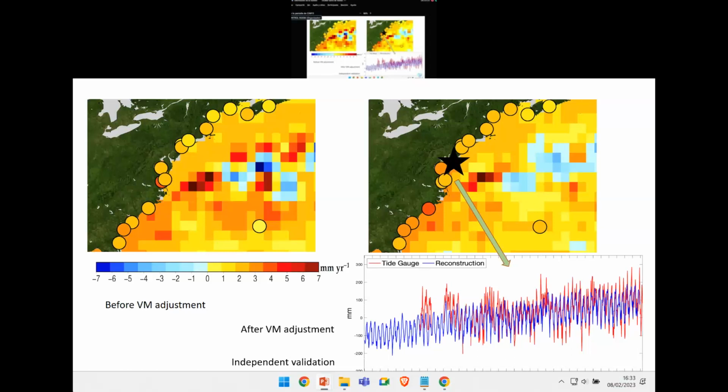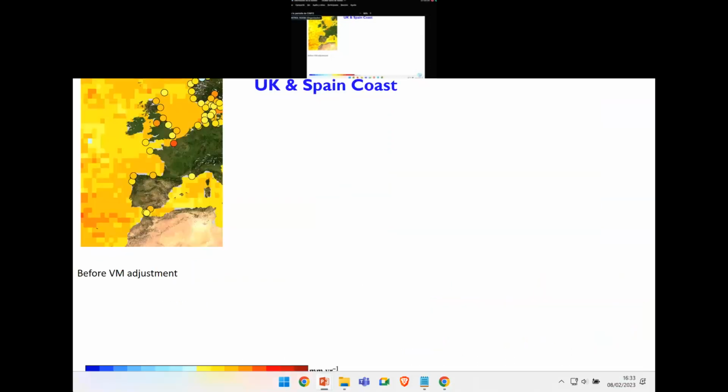So we took another independent tide gauge and compared. Primarily, you could see that the tide gauge actually does not agree very well with the reconstruction because of the higher amplitudes. But overall, the trend and everything else seems to be consistent. So we have many other cases.